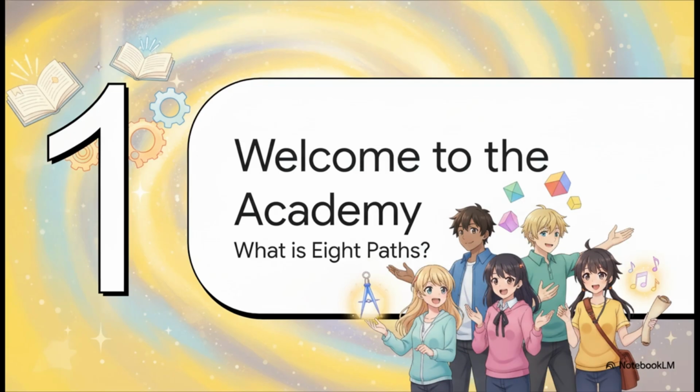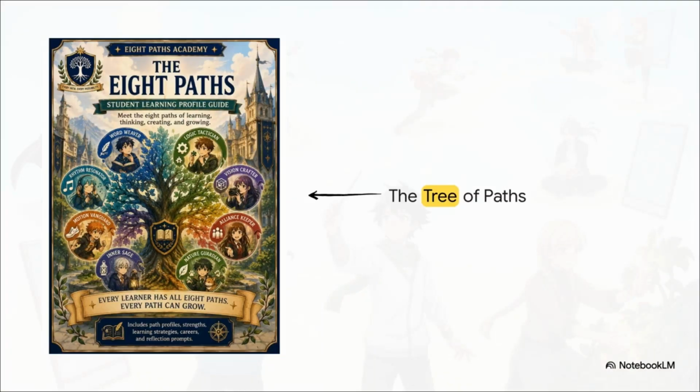All right, Section 1. Welcome to the Academy. So what exactly is the 8 Paths Academy? To start, let's look at the Tree of Paths artwork. This isn't just pretty decoration, it establishes the core philosophy of the entire program right out of the gate. There's a banner at the bottom that reads, "Every learner has all 8 paths, every path can grow." And that sends such a powerful message, right? It tells the student, hey, you aren't just one thing, you're a complex tree with many branches, and depending on where you put your focus and energy, literally any of these branches can flourish.